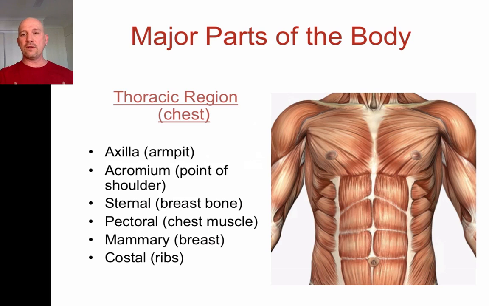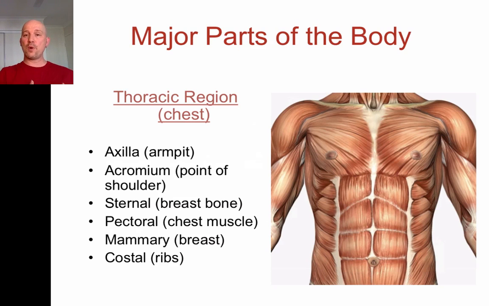Going down a little bit into the thorax is the chest of the body. So we've got the thorax and the abdomen. When we look at the thorax, we've got a couple different terms. Our axilla is the armpit. The acromion, A-C-R-O-M-I-O-N, spelled that wrong. The acromion is the point of the shoulder. It's the highest part coming off the scapula. Sorry about the spelling mistake.